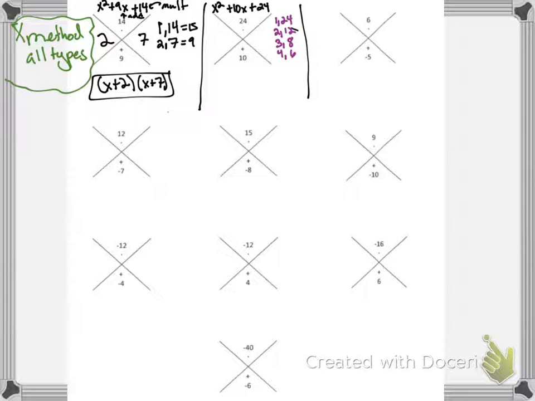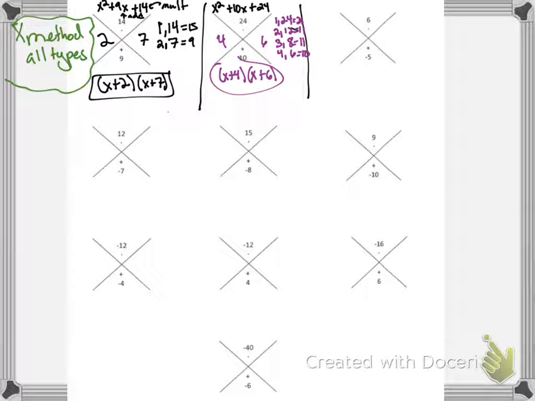So then from here, we're going to see which one of these add to give me 10. So we know this is 25, this is 14, this is 11, and this one is 10. So our things here will be 4 and 6. So we can write this out in factored form as x plus 4, x plus 6.